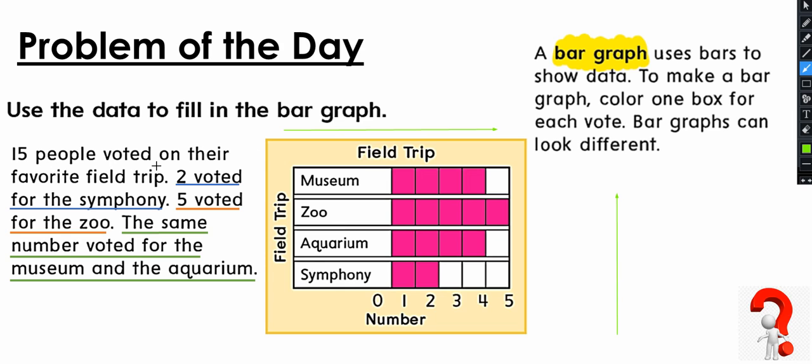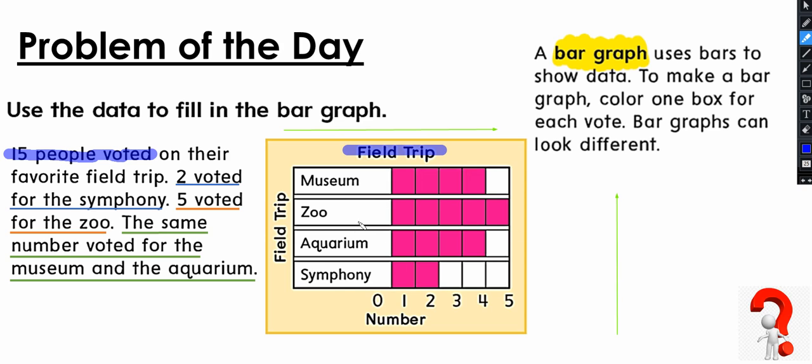Now, 15 people voted on their favorite field trip. This is the title, field trip. 2 voted for the symphony. 5 voted for the zoo. The same number voted for the museum and the aquarium. So this is a problem that makes you think. Okay, and the hint is here. We need to know that 15 people voted. So at the end, we have to have 15 people showing in the bar graph.